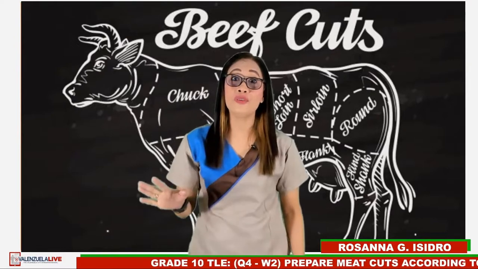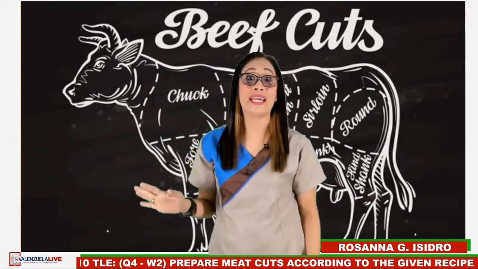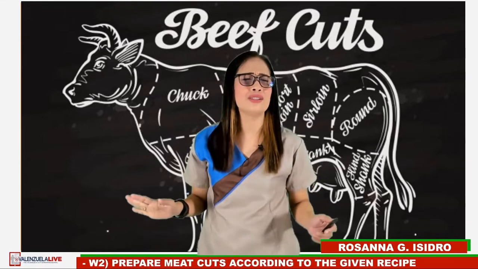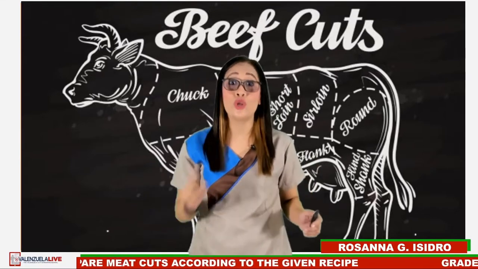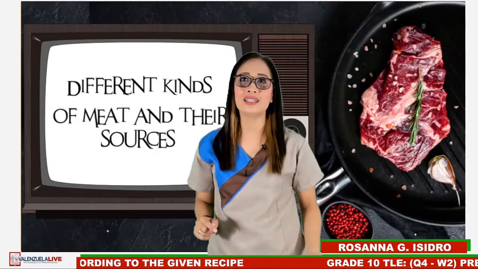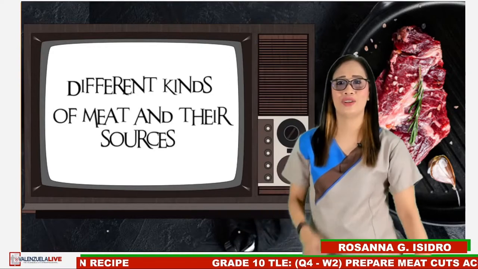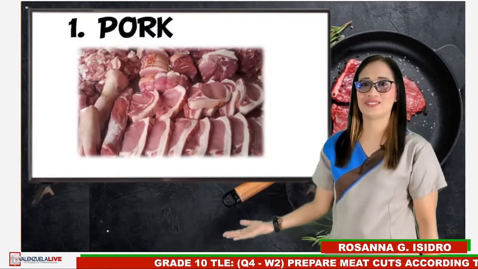Remember, if you're going to the market to get meat, make sure it's fresh and that it is suitable for the cuisine you're going to make. Let's have the different kinds of meat and their sources. First, pork.